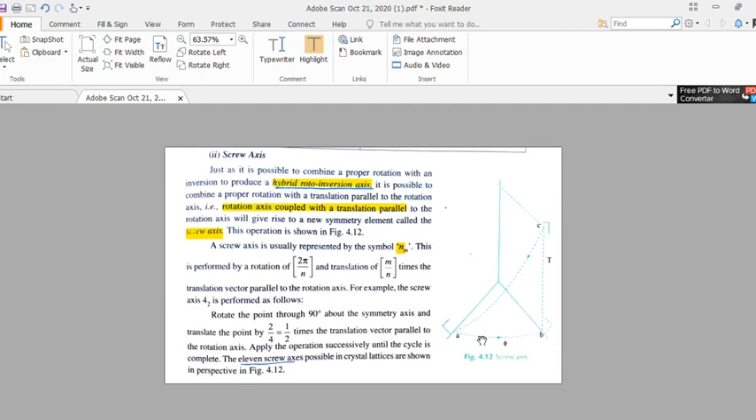I am sorry. And the last one is the screw axis. Screw axis is also referred to as the hybrid roto-inversion axis, where you have two kinds of operation. One is a rotational operation, as well as a translation operation. So rotation coupled with translation parallel to the rotational axis will give you the screw axis.